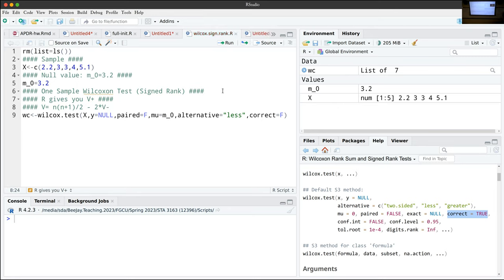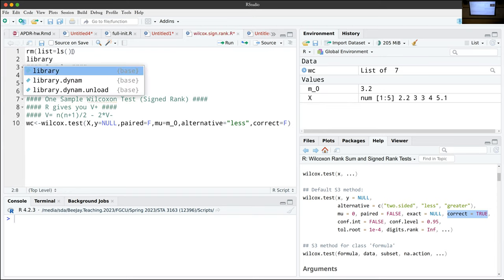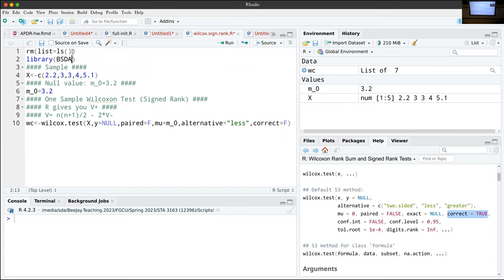So that is our simple example. Now we're going to pick a case that is practical. So I'm going to include our usual package, BSDA.